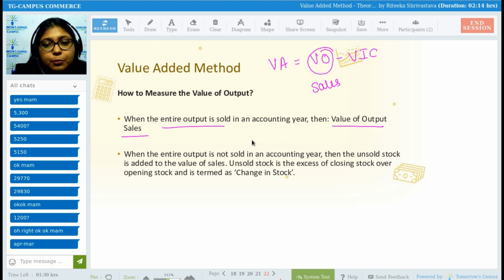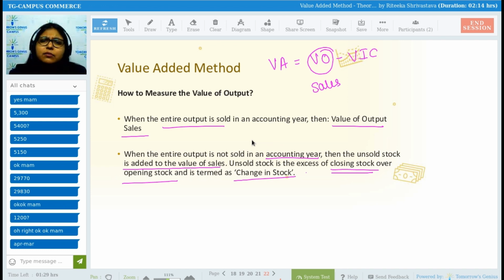When the entire output is not sold in the accounting year, then the unsold stock is added to the value of sales. Unsold stock is the excess of closing stock over opening stock and is termed as change in stock. So one more word we get to know is change in stock, when all the output is not sold in one accounting financial year.